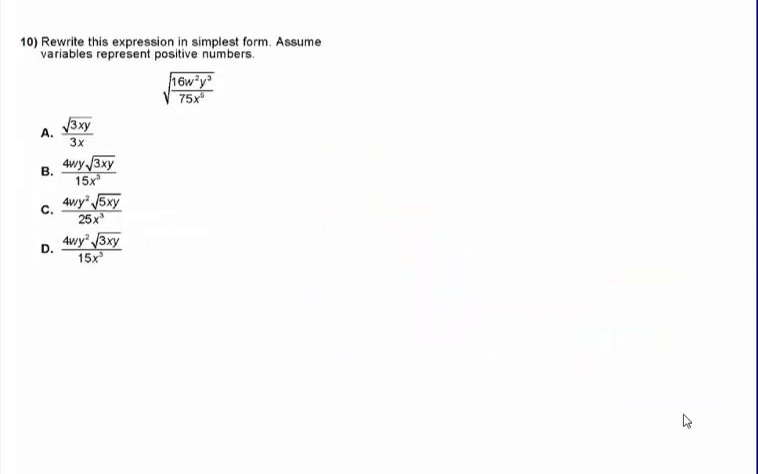Okay, so with this one, we need to pull out all the perfect squares. So square root of 16 is 4. We got 2 w's underneath the radical, so we can pull out 1. Then we can pull out a y, and we still have 1 y left over.